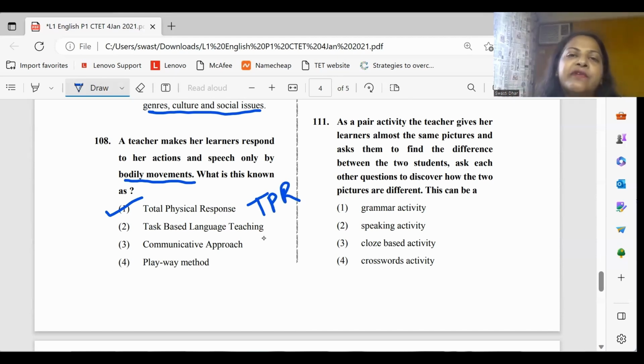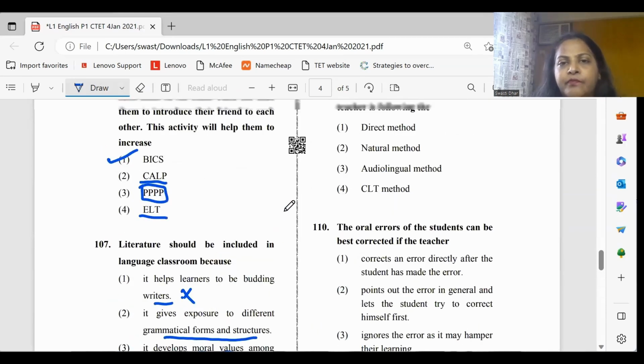Task-based language learning is when you give the students a task. For example, you ask them to come up with a newsletter or something. So that would be task-based. Communicative approach is giving them situations. It's an approach to teaching where you give them real-life situations. And playway method is when you play and teach something. Okay, so the correct answer for question number 108 is total physical response.